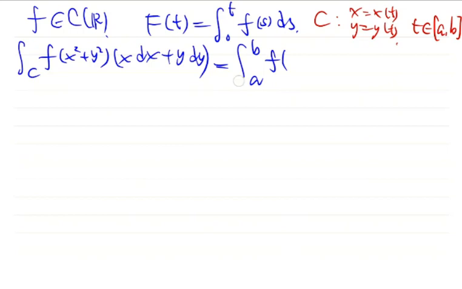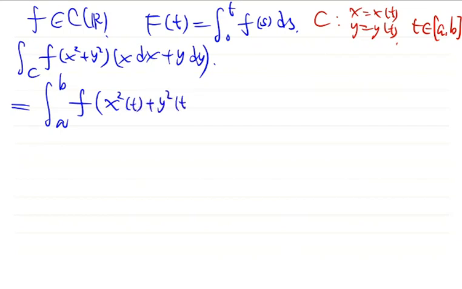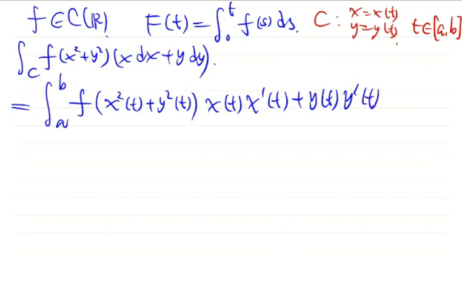Maybe I have no space to write because I will write a long formula. So this is the integral from A to B of f(x squared t plus y squared t) times x prime t plus y prime t dt. Oh, sorry, I forgot something: x(t) x prime t plus y(t) y prime t, then dt. The x(t) comes from the x here, and the x prime t comes from dx. Similarly for y, okay?